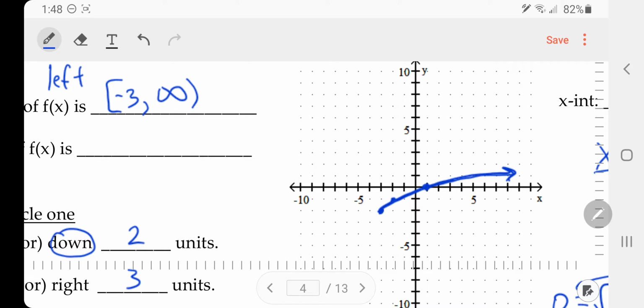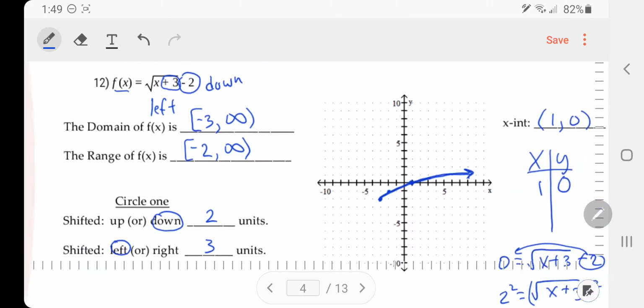The range are the values that y can be, and that is from low to high. So the lowest that this graph ever gets to go is -2, but it will continue to rise forever. And so that's going to be our range there, -2 to infinity.